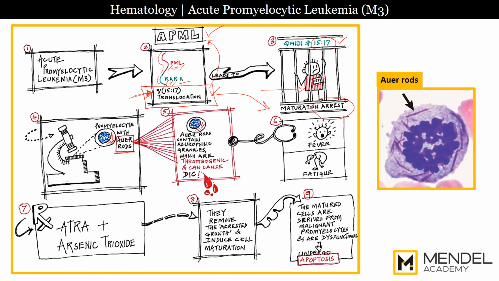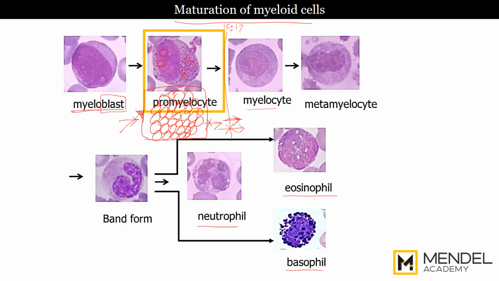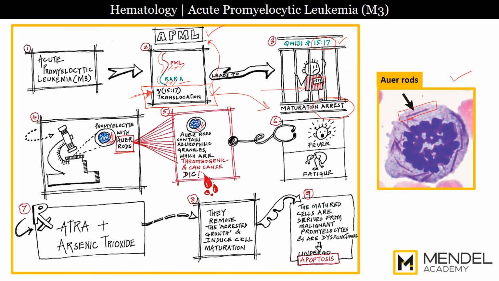Now, to identify them, let us go to the right side of the slide and see this photograph, a micro photograph showing a promyelocyte with OR rods. You can see these magenta colored rods. So what are these made up of? These are basically aggregates of the azurophilic granules that you saw in the previous slide inside a promyelocyte. So they crystallize and they form these rod-like structures called as OR rods.